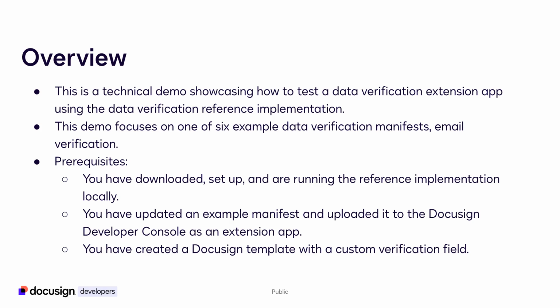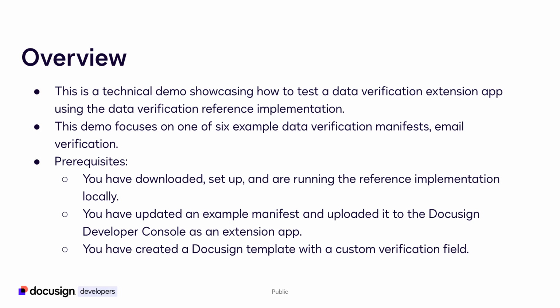The project files for this app are available on GitHub at the link in the description of this video. The data verification reference implementation includes 6 example manifests that each correspond to a different data verification type. In this demo, we will focus on email verification.